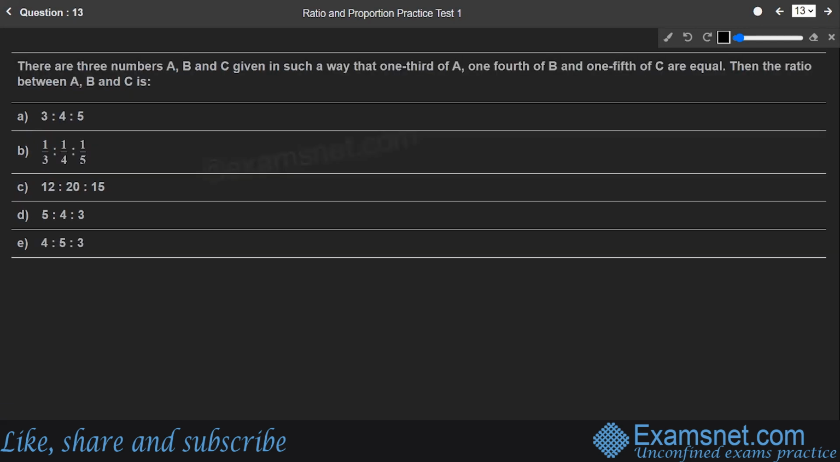Okay, what says the next one? There are three numbers A, B, and C given in such a way that 1/3 of A, 1/4 of B, and 1/5 of C are equal. Then the ratio between A, B, and C is. So what he's saying, let us focus on that.